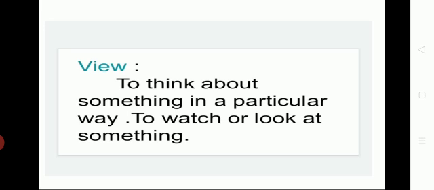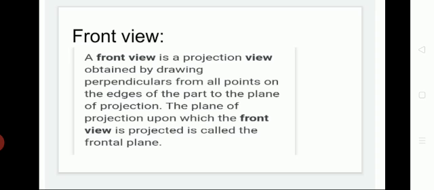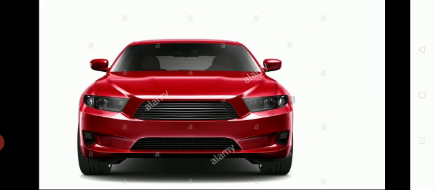So, what are the views you studied in this chapter? Front view, top view, and side view. So, what is meant by front view? A front view is a projection view, a view from the front. So, the car image should be like this.